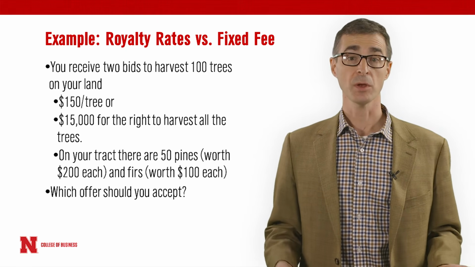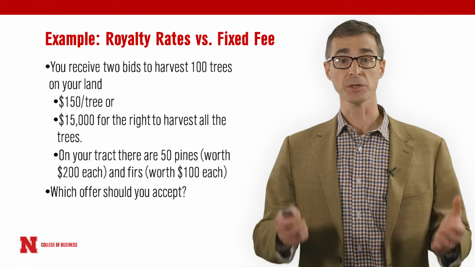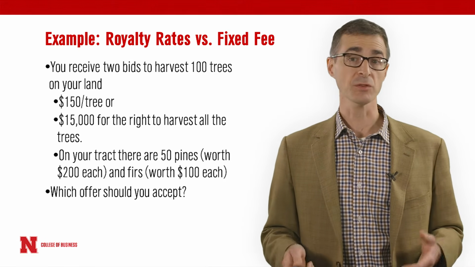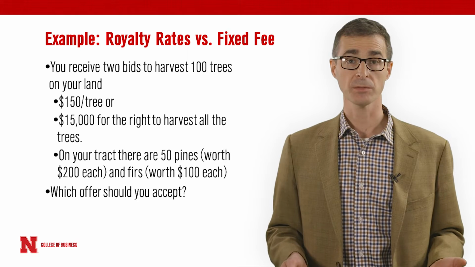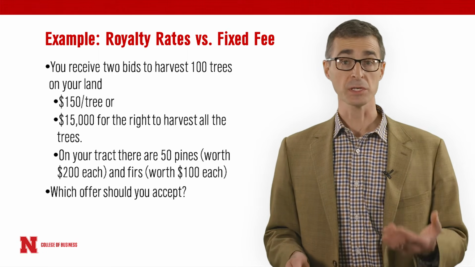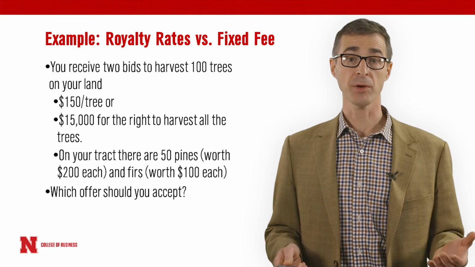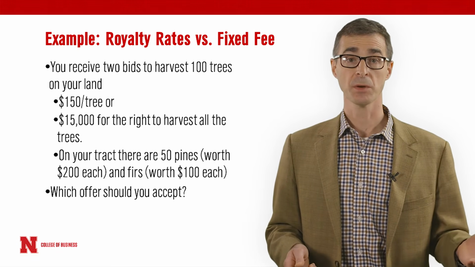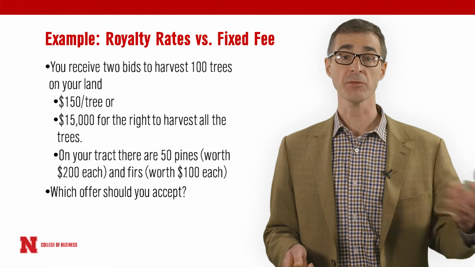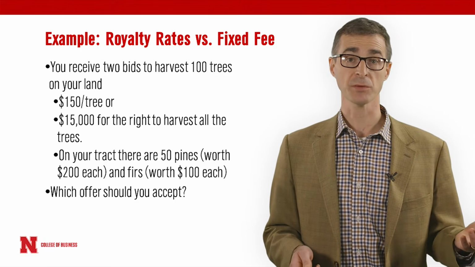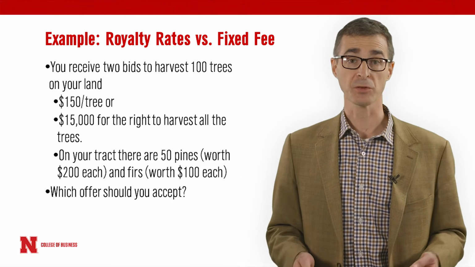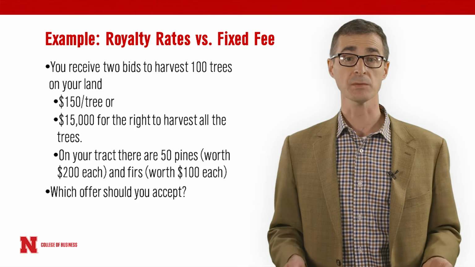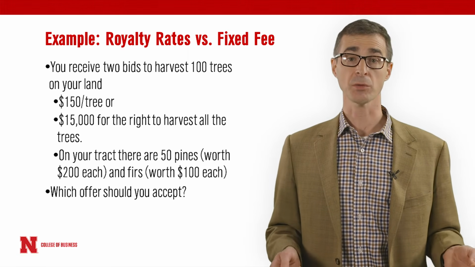The end result would likely be a situation where the first bidder harvests the 50 pine trees and pays $150 apiece, or $7,500 total. The second bidder agrees to pay $15,000 up front. The incremental or marginal cost beyond that is zero. So they will have an incentive to harvest every tree that generates positive marginal revenue. In this case, that would be both the pine trees and the fir trees. And so if they paid $15,000 up front, their incentive would clearly be to harvest all of the remaining trees.